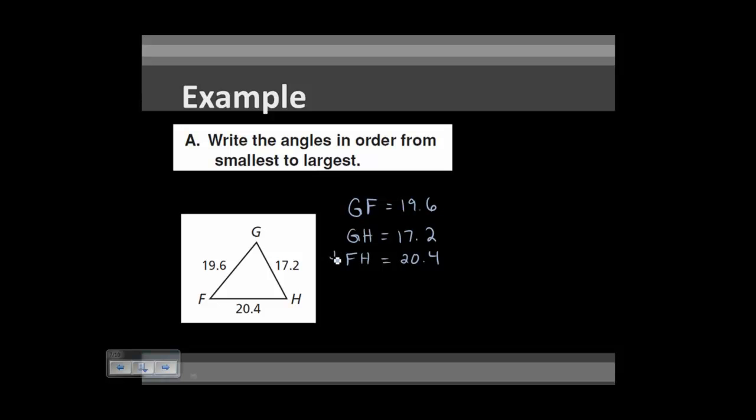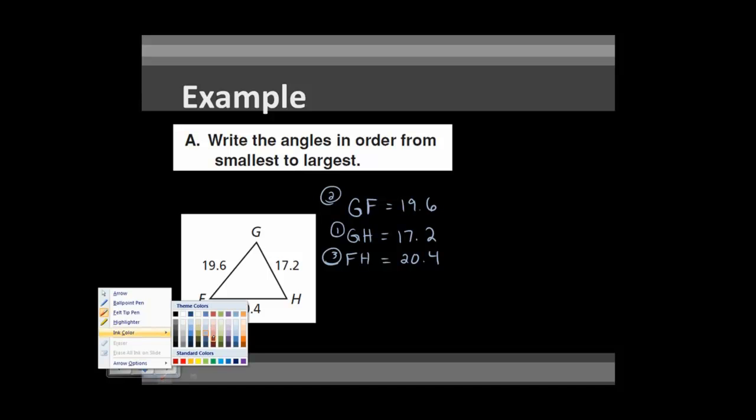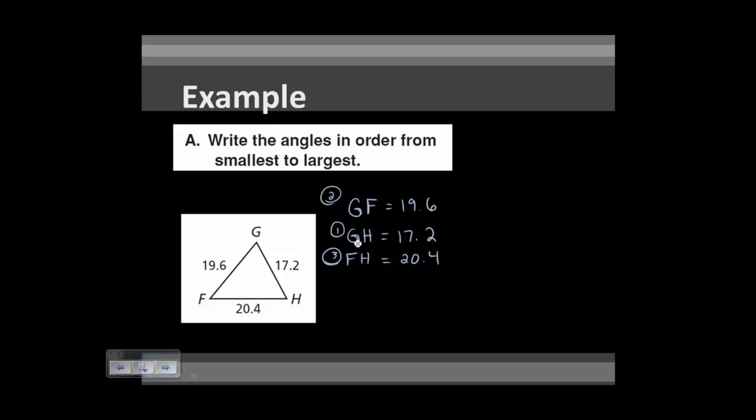This one is the longest, so the angle across from that is going to be, and it says from smallest to largest, so let me write them in order that way. From smallest to largest, so this would be 1, this would be 2, and this would be 3. Now what angles coincide with those guys? Well, for GH, that across from GH would be angle F.